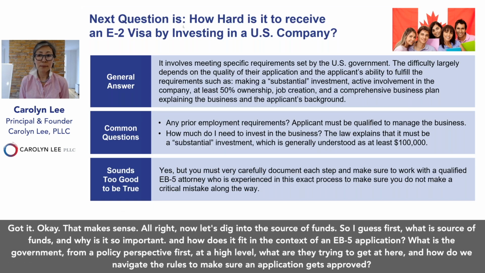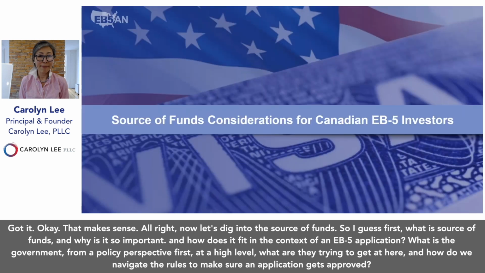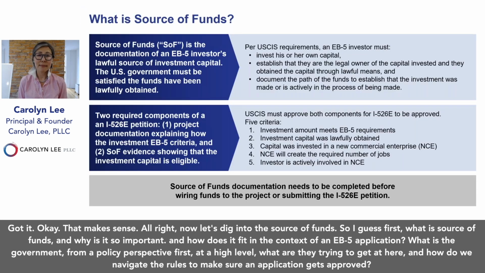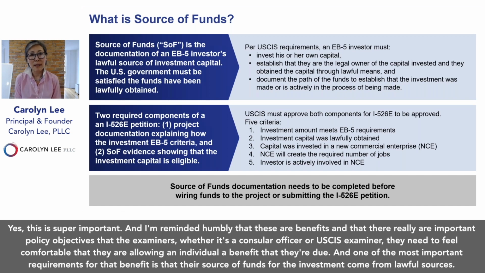Got it. Okay, that makes sense. All right, now let's dig into the source of funds. So first, what is source of funds, and why is it so important, and how does it fit in the context of an EB-5 application? What is the government, from a policy perspective first, at a high level, trying to get at here, and how do we navigate the rules to make sure an application gets approved? Yes, this is super important.